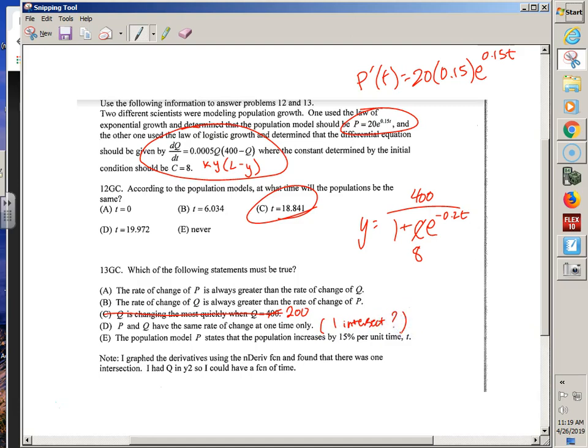And then the population model P states that the population increases by 15% per unit time. No. 15% per unit time, wouldn't it? And that doesn't seem to make sense. That's like a linear growth, 15% every unit time.